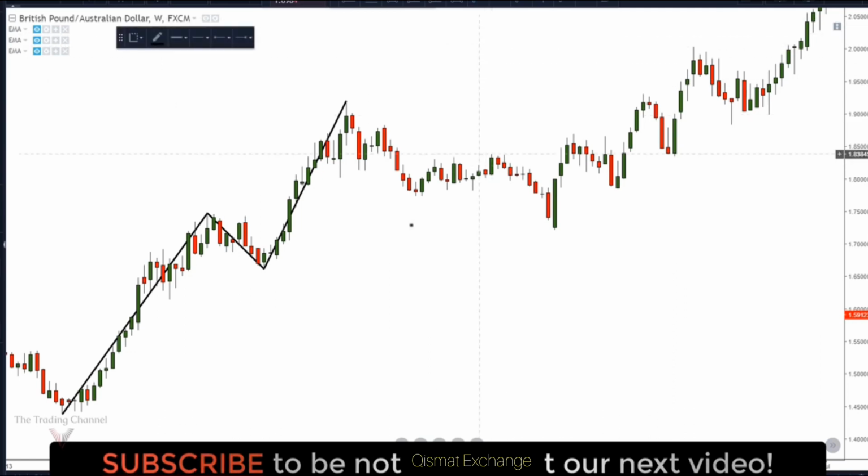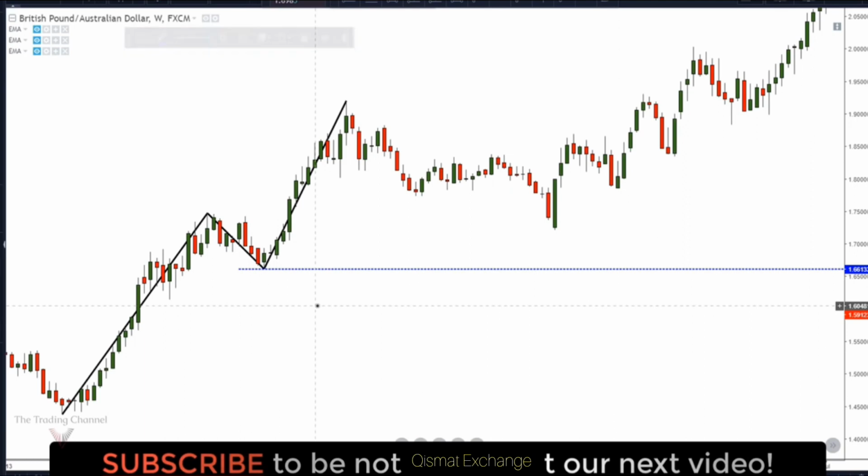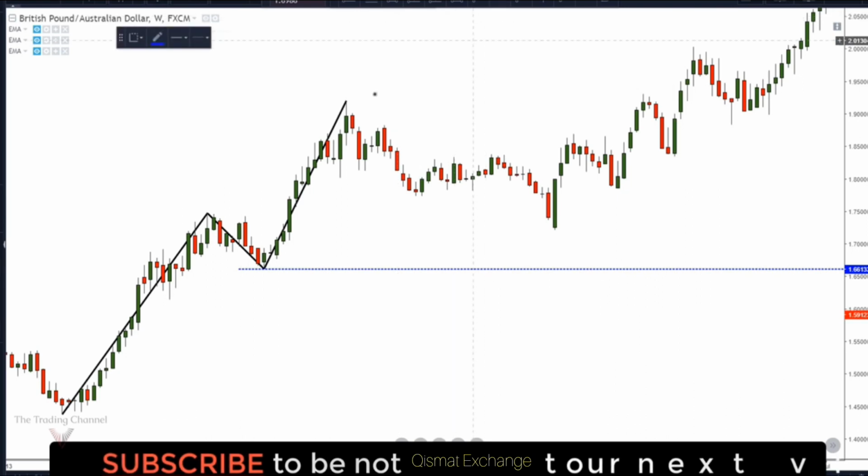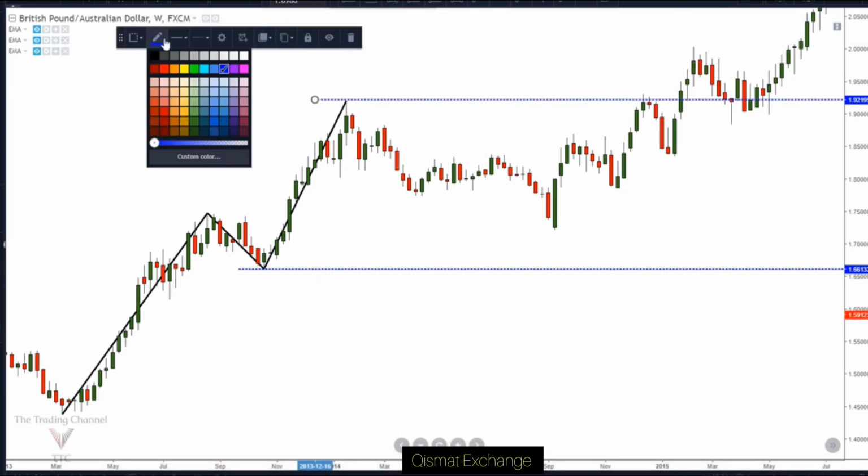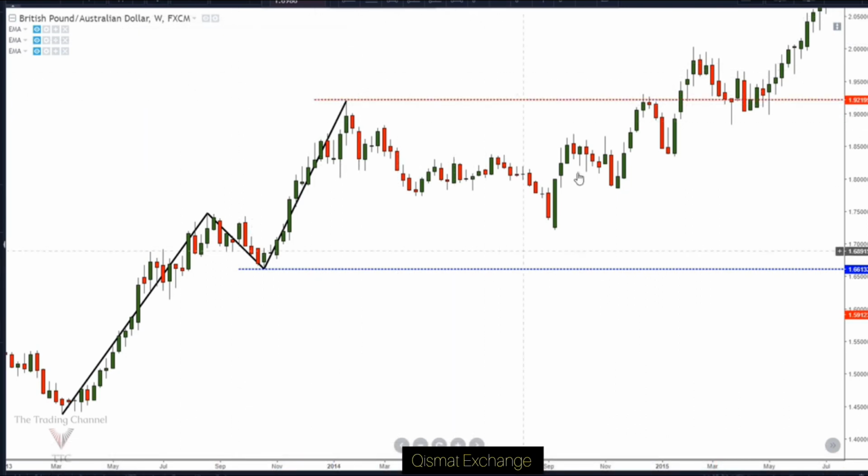Well, we're looking for this uptrend to continue before the break of our support level. This is our support level. So before this support level gets broken, we expect the market to come up and break above this resistance level and continue our uptrend. And that's exactly what we get.